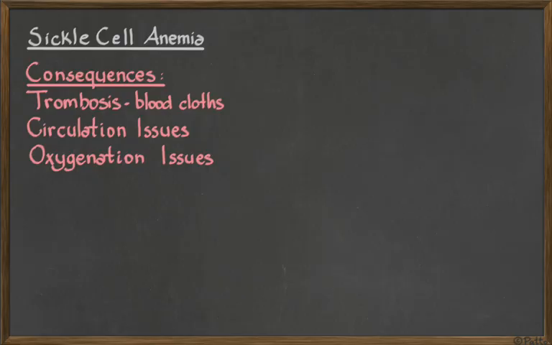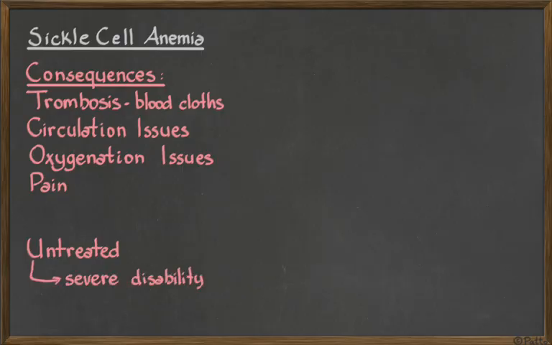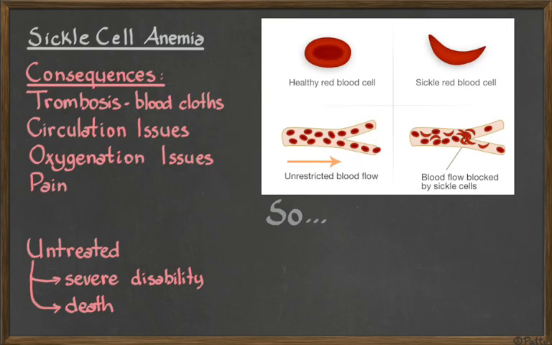It has nothing to do with the lack of iron, which is the common anemia. In this case it is problems in circulation that lead to oxygenation problems as well, okay? It can cause pain, and if it's left untreated, in the severe cases, it can lead to severe disability and can even lead to death. So it's not something good, okay? So this here is the point. You have the unrestricted blood flow in the normal hemoglobin, and you have here the blocked one, which causes many health problems.